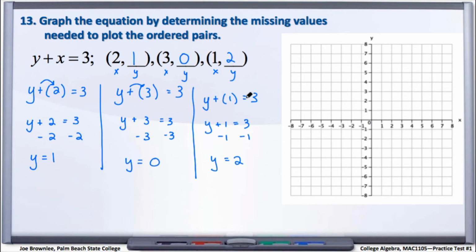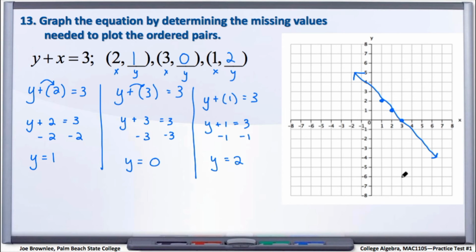Let's plot 2, 1. There's the first point. Let's plot 3, 0. So 3, 0. We go 3 on the x, don't go up or down on the y. And lastly, we'll go to 1 on the x and then up to 2 on the y. And we see that our points all line up nicely. We'll pretend that I'm able to create a straight line freehand, but there we go. There's what our given line looks like.